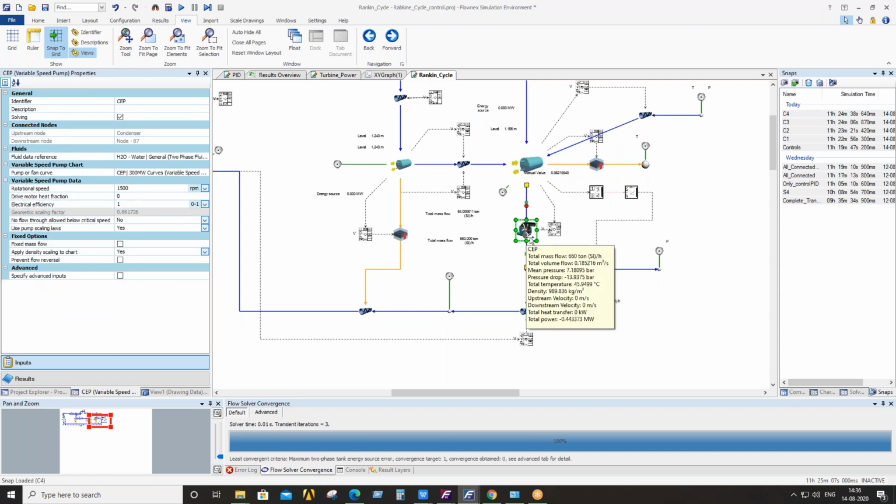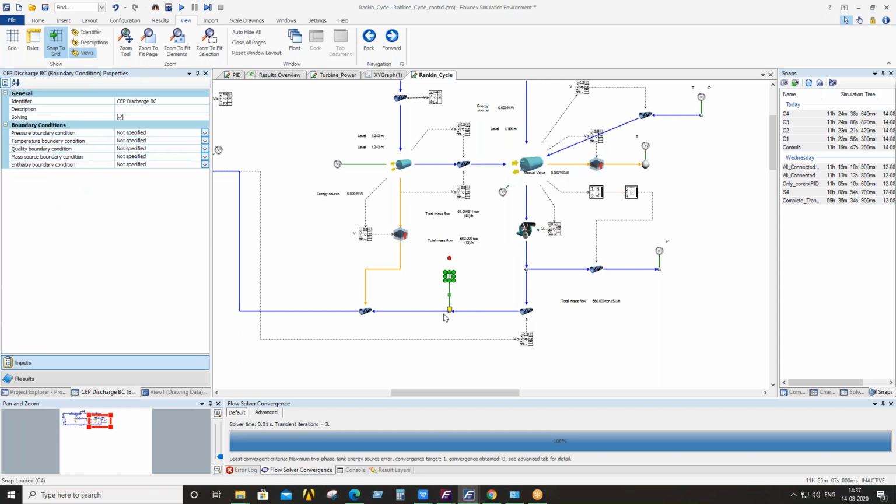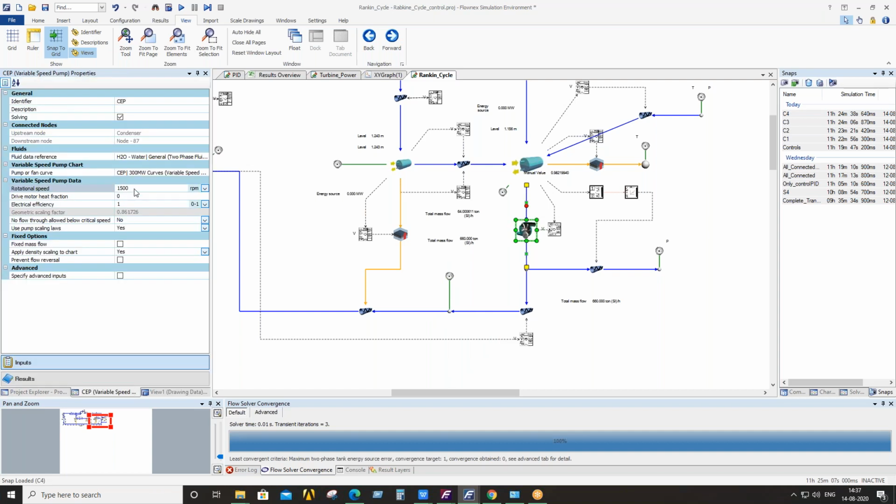And from this, the CP, the condensation extraction pump, is there, which is one type of pump where you can specify the speed of the pump and the pump chart, so that it will operate between two pressure limits. This pump is extracting the remaining liquid from the condenser to develop a specific pressure, and it is operating at 1500 rpm. For any pump you can utilize this element, which is known as the variable speed pump.